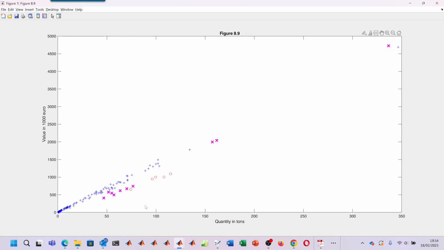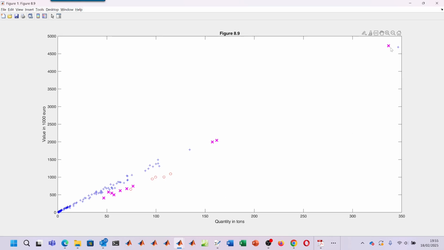We have the purple crosses, that are the units that have been declared as outliers but have a deviation from the fitted regression line smaller than a certain threshold. And we have the red unfilled circles, which are the units that have been declared as outliers and that have a deviation from the fitted regression line, which in absolute terms is greater than a certain threshold.